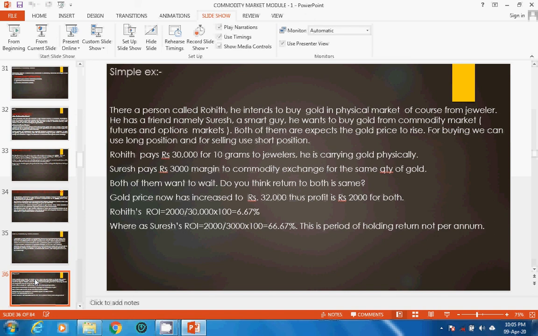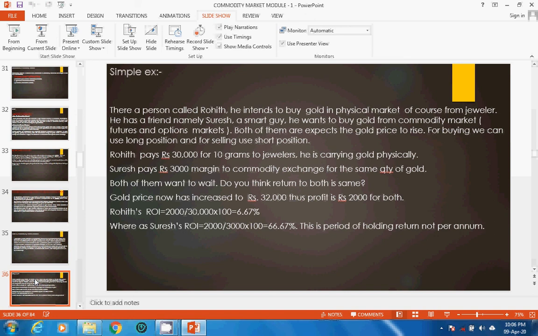Not at all. The gold price has now increased to rupees 32,000. Thus the profit is rupees 2,000 for both of them. But Rohit's return on investment: 2,000 rupees is the profit, and 30,000 he has paid in the physical market, into 100. So what is the benefit? 6.67%. Whereas Suresh has invested only 3,000 rupees margin to the commodity exchange, so 2,000 divided by 3,000 into 100, that is 66.67%. This is a holding period return, not a per annum return.